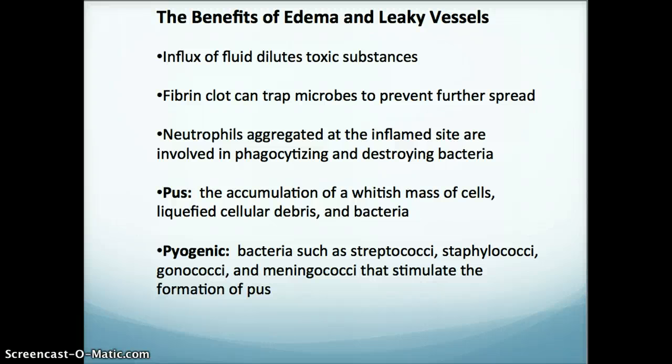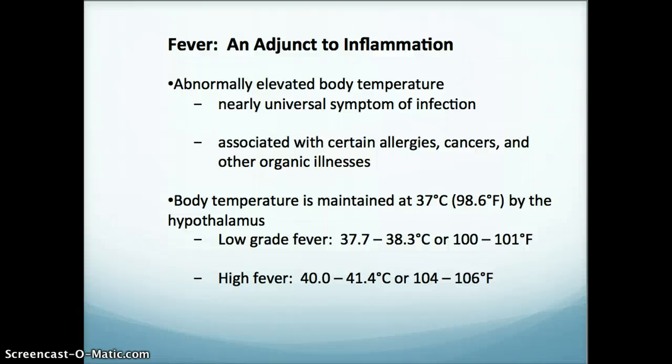So hopefully that explains inflammation to you. We're going to go ahead and look at fever, which is an adjunct to inflammation. And fever is described as an abnormally elevated body temperature. It's a universal symptom of infection generally. We almost always see it when we have infection, although it can be associated with certain allergies, cancers, and other organic illnesses. So normally our body is maintained at a temperature of 37 degrees Celsius by the hypothalamus.